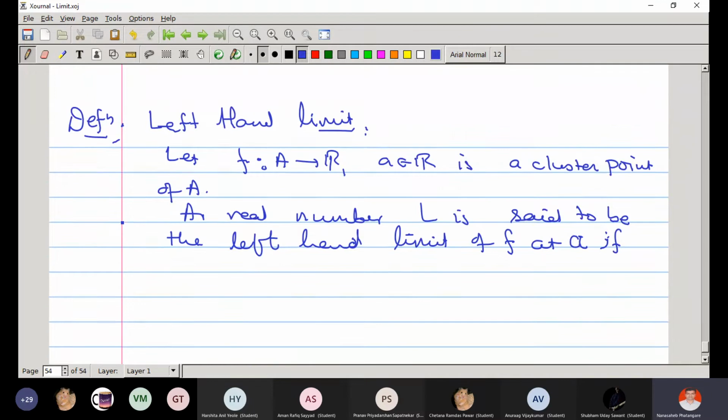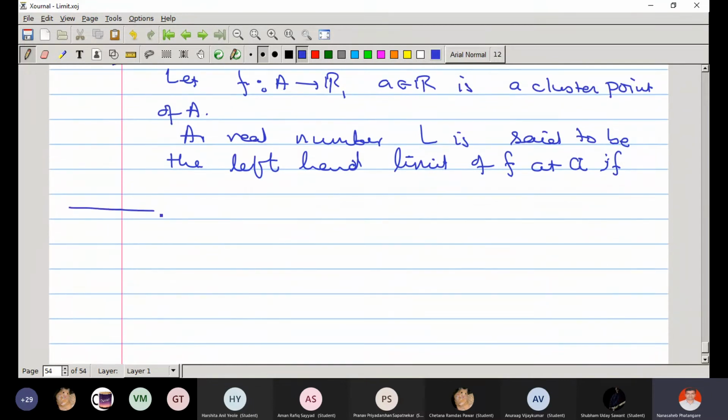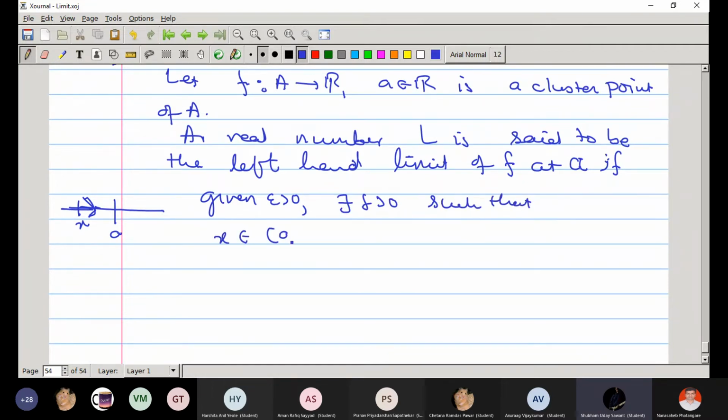Now, analogous to the previous definition, can you tell me what should be the definition for the left hand limit? We are approaching from the left side now. For any given epsilon, there exists delta such that x belonging to (a minus delta, a) implies that |f(x) minus L| is less than epsilon. Right? x belongs to a minus delta to a, then the distance between f(x) and L is less than epsilon.